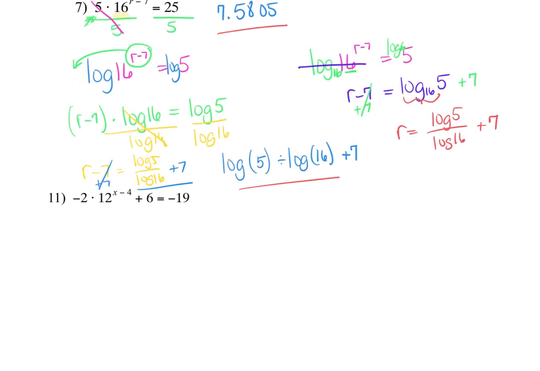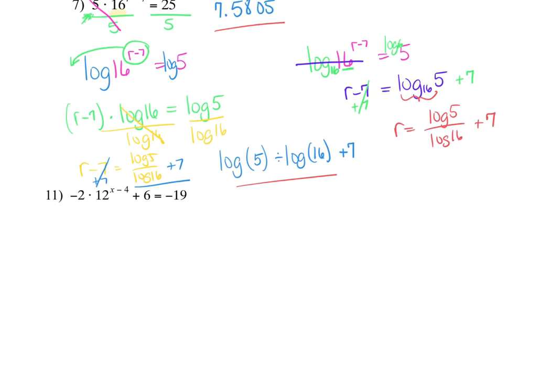All right, so let's look at number 11. I chose number 11 because it's a little more complicated. My whole goal, like I said, is to get my base by itself. So I'm going to do everything that doesn't have that with it first. In this case, I'm actually going to move that plus 6 over first, right? So I'm going to move the plus 6 by subtracting it.